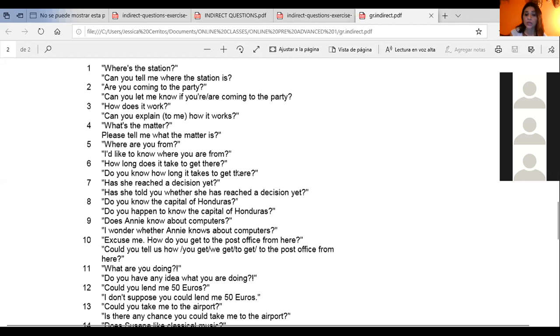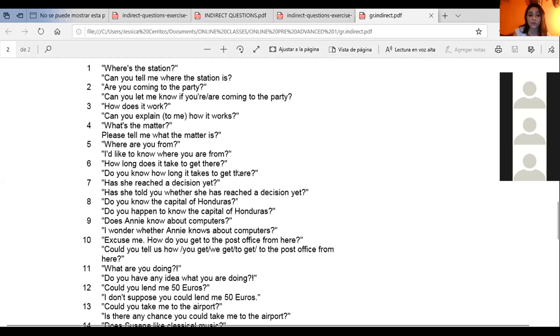Excuse me, how do you get to the post office from here? Could you tell me, or could you tell us, or could you tell how you get, or how we get, or how to get to the post office from here? Ahí vamos jugando con pronombres, ¿verdad? But it depends what you're asking.